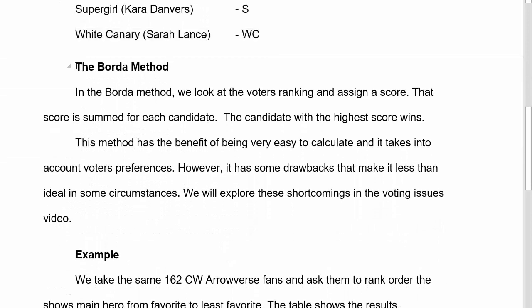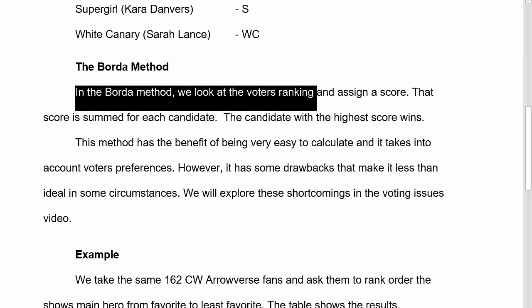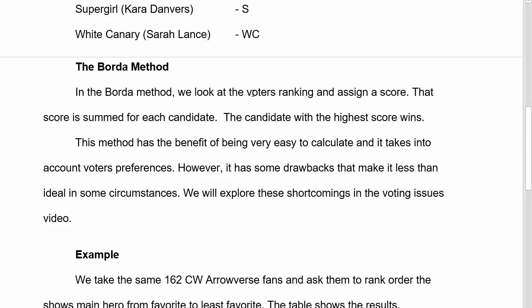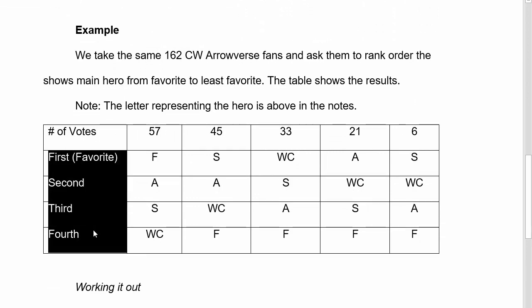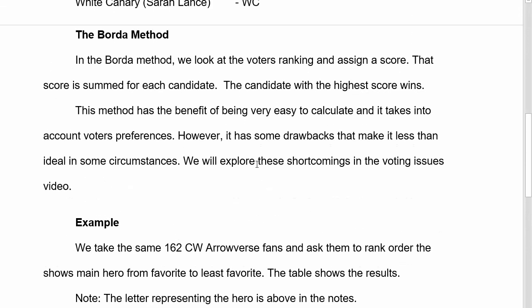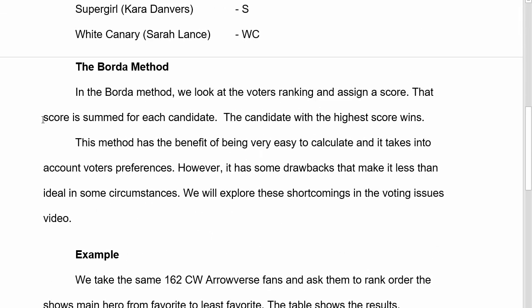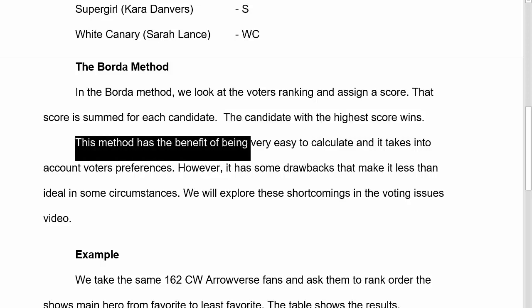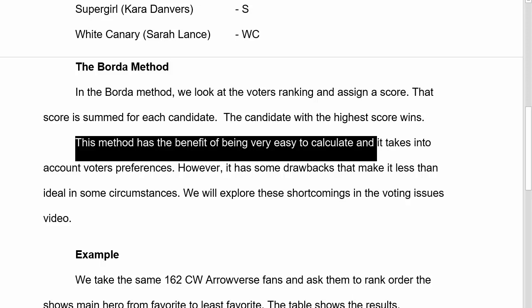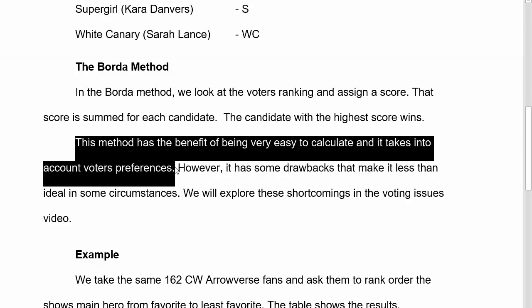Now, for the Borda method, in the Borda method, basically we look at the voters' rankings and assign a score. So the voters are putting things in order from their favorite to least favorite. They have this in preference order, okay? So we're going to assign a score, and that score is summed for each candidate. And basically the candidate with the highest score wins, all right? This method has the benefit of being very easy to calculate, and it takes into account the voters' preferences.